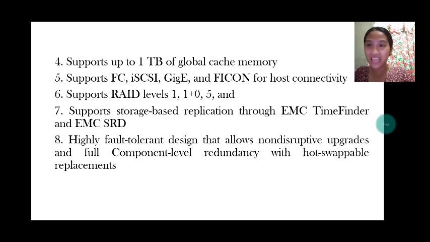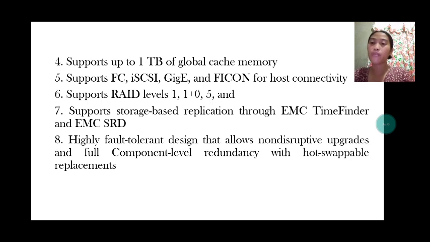for host connectivity. The sixth one, it supports RAID levels 1, 1+0, 5, and 6. Number seven, it supports storage-based replication through EMC TimeFinder and EMC SRDF. The last one is a highly fault-tolerant design that allows non-disruptive upgrades and full component-level redundancy with hot swappable replacement. So that is all about the EMC Symmetrix Storage Array.